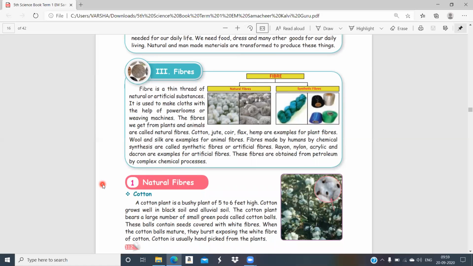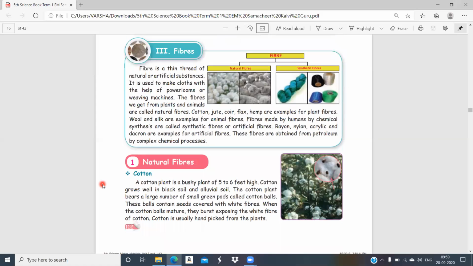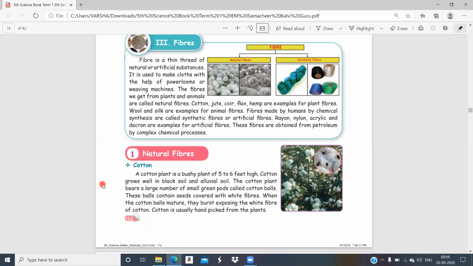Fiber is a thin thread of natural or artificial substance. It is used to make cloth with the help of power looms or weaving machines. The fibers we get from plants and animals are called natural fibers. Some cloths, like woolen cloth, are natural, and some are synthetic, which are man-made.